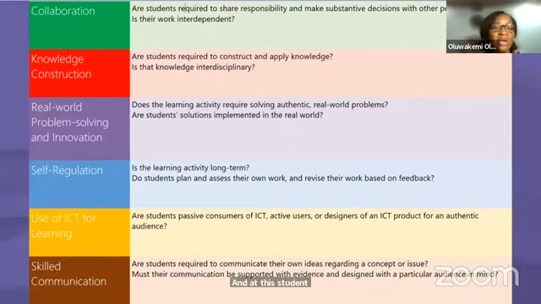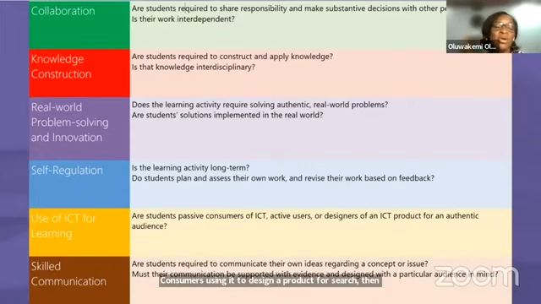When we're talking about self-regulation, you give them long-term activities that require them to plan their own work, assess their own work and revise their own work, from the feedback. Then the use of ICT: are they passive consumers? That's why I say sometimes when we just use ICT to present content, that's the lowest level that we can go. Because if your students are still passive consumers of ICT and they're not active users, using it to design a product or such, then we haven't upgraded our ICT use.